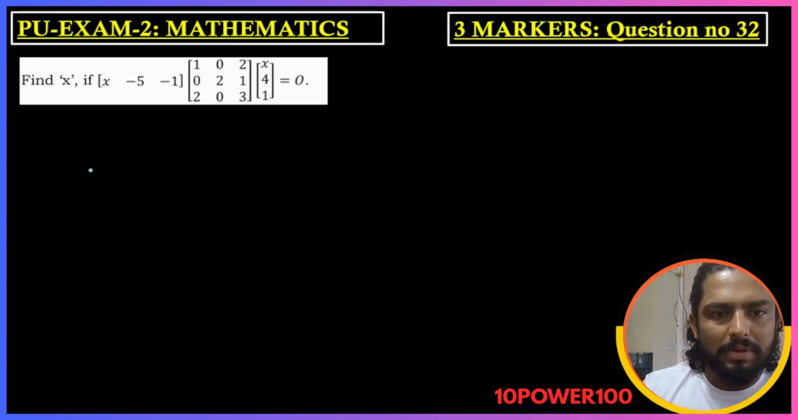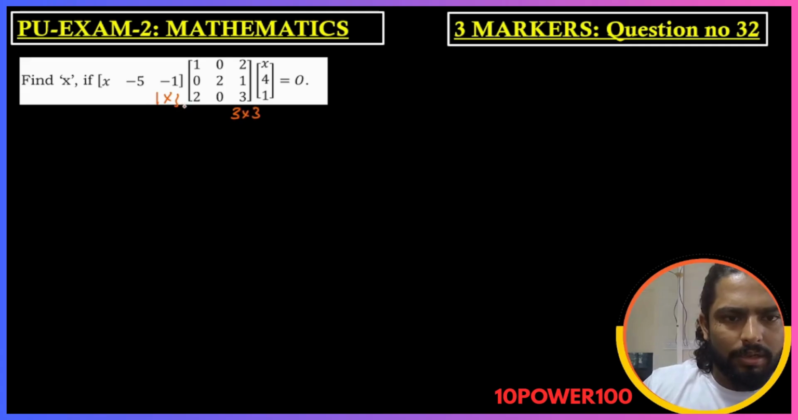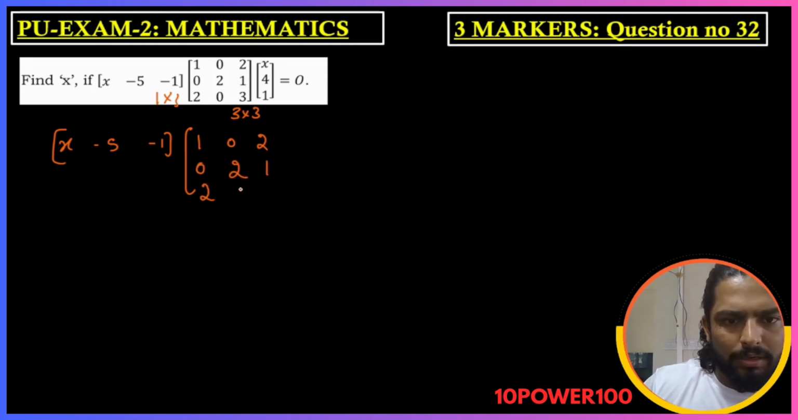Find X. They have given 3 matrices. What is the order of this matrix? This is 1 cross 3, and this is 3 cross 3. We'll multiply these two. If you multiply, we end up getting a 1 cross 3 matrix. So we'll take X, minus 5 and minus 1 into the other matrix: 1 0 2, 0 2 1 and 2 0 3.